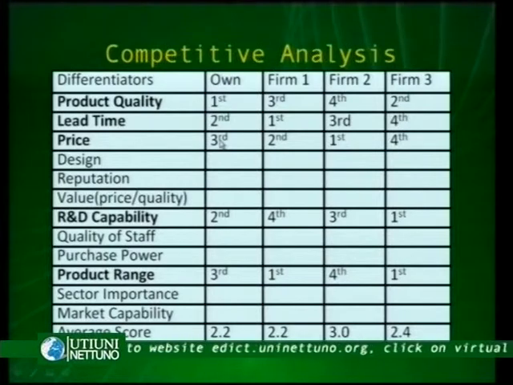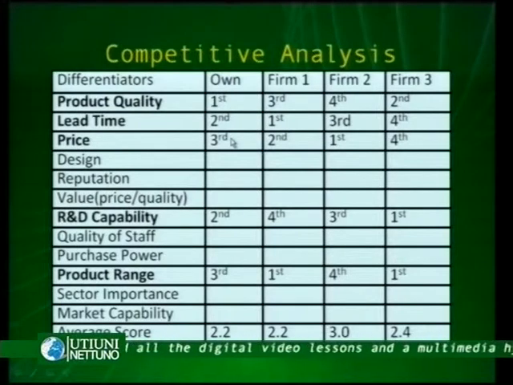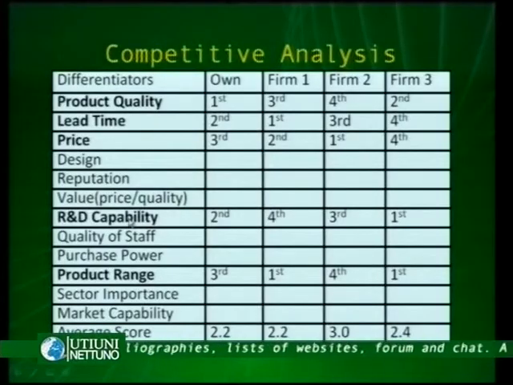Then we have price. Oh, you're not so good on price. Price, you're third. Firm 1 is second. Firm 2 is first, and firm 3 is fourth. So price is an issue here. And obviously, in looking at price, then you have to look at costs. How do we reduce costs to make price more competitive, to be able to drop it and still make money? But that isn't always the case. Sometimes if you have a good product that's better than everybody else and you're giving better service, you can command a slightly better price.